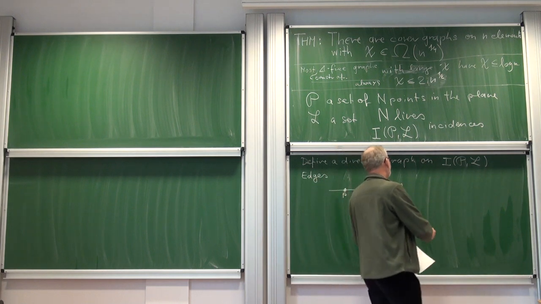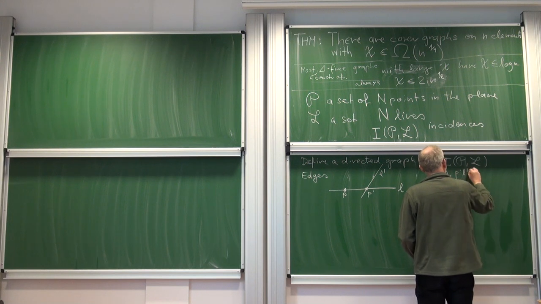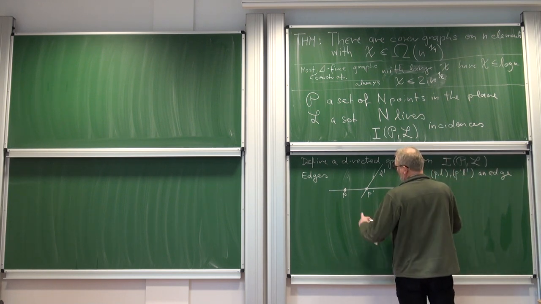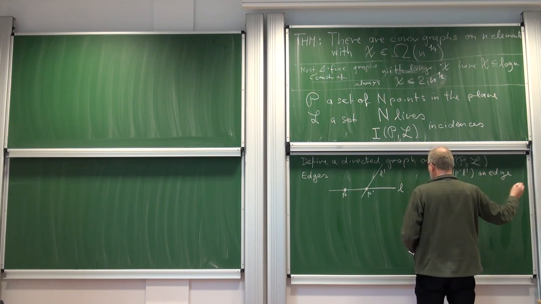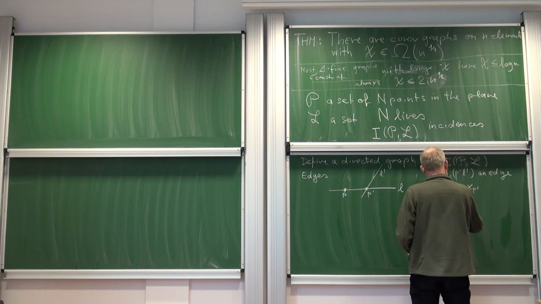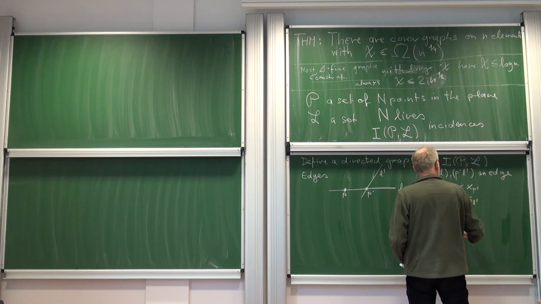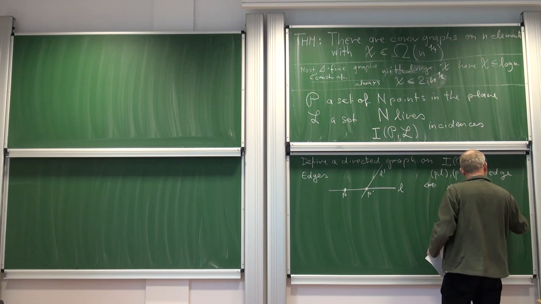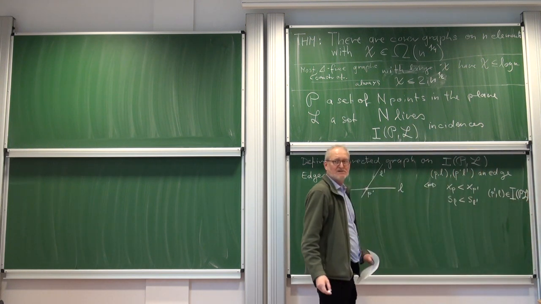So what do we see here? We have P, L, P prime, L prime, and an edge if and only if the P's, the x coordinates, move to the right, the slopes increase, and finally, this P prime is on L. So this is an incidence in our set. These are the three conditions.